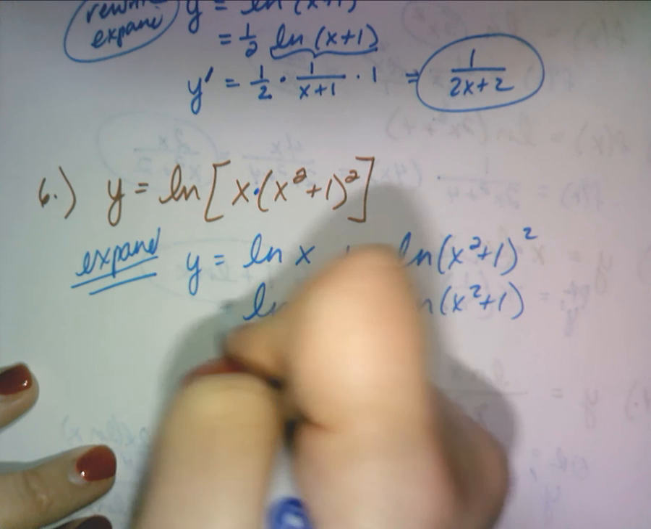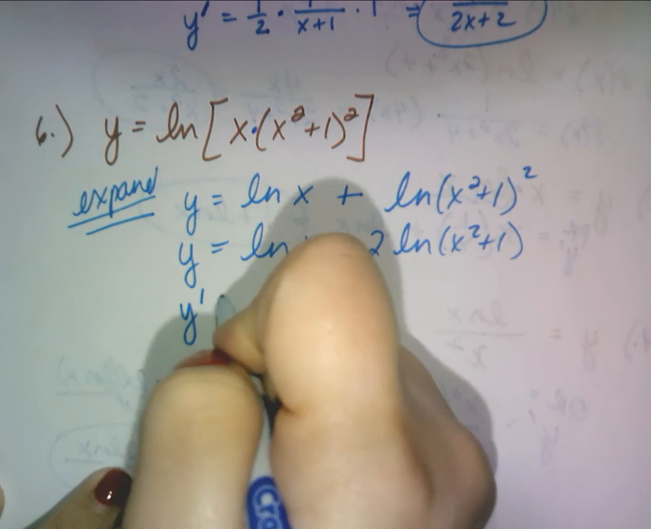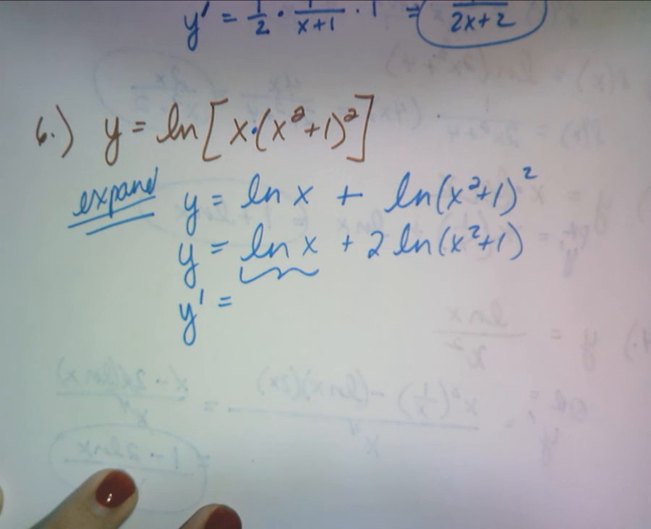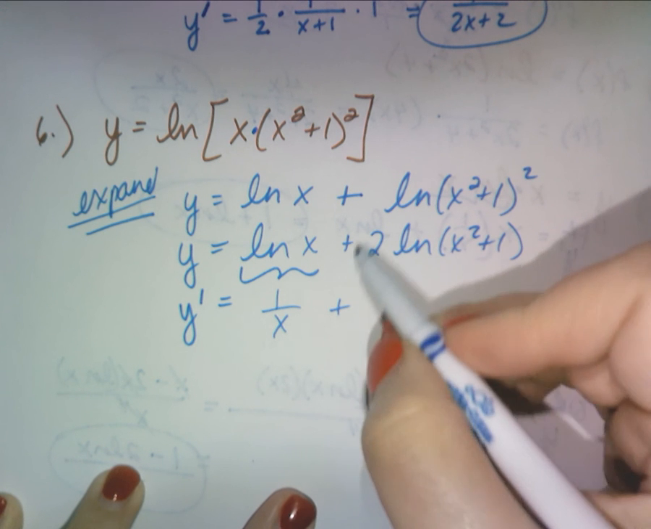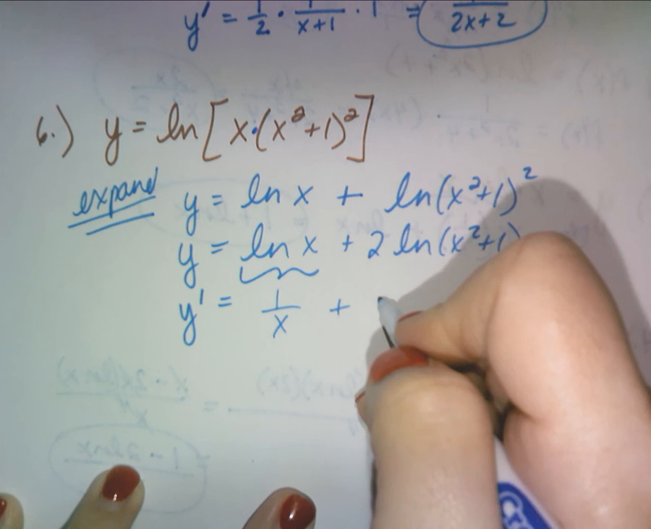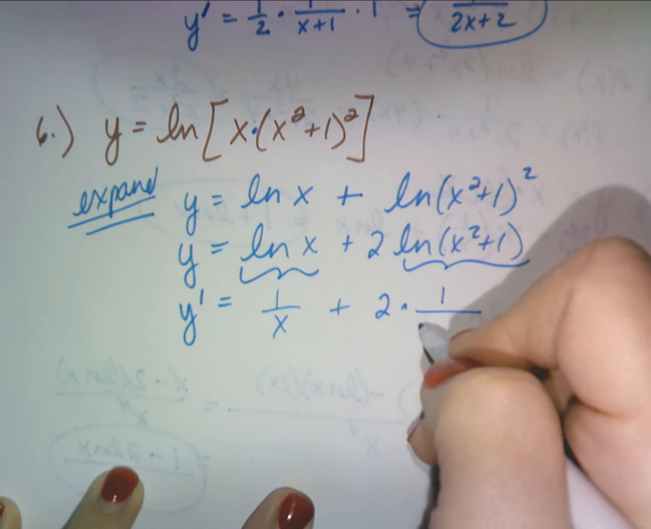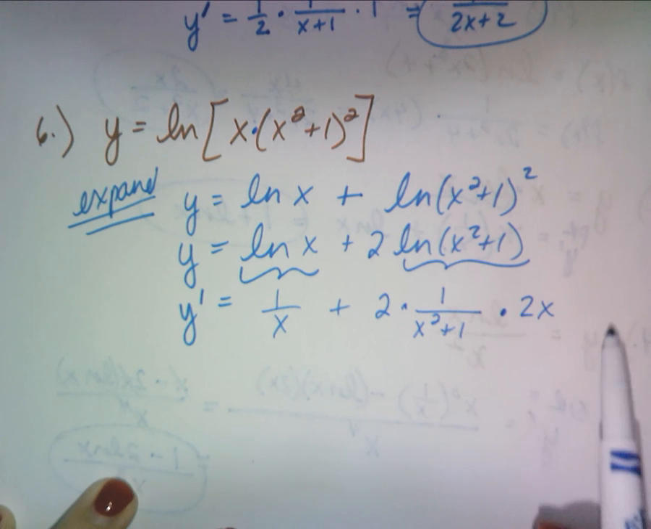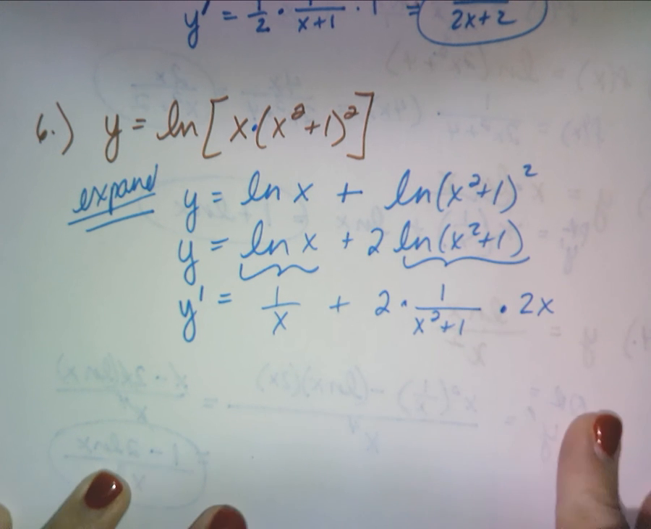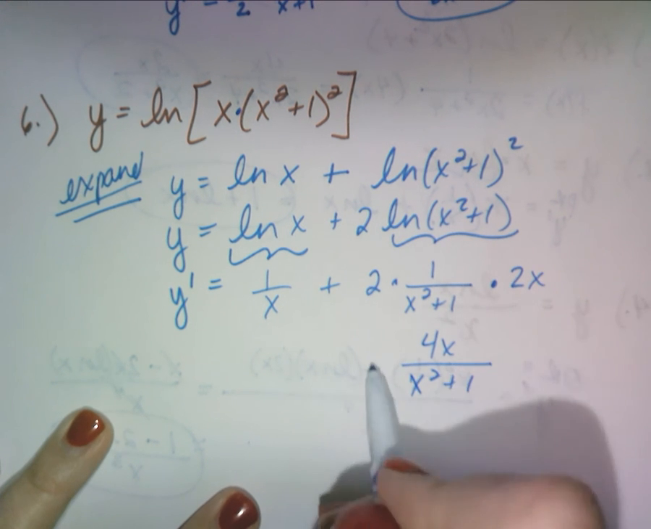And now that you've rewritten it, now take the derivative of each one separately as its own polynomial-ish kind of thing. What's the derivative of ln of x? Easy. 1 over x. What's the derivative of 2? Well, that's just a coefficient, so I don't have to do a product rule. So I just write 2 times, what's the derivative of ln of x squared plus 1? It'd be what? 1 over x squared plus 1 times what? 2x. So really, what would this be rewritten like? 4x over x squared plus 1 plus 1 over x.